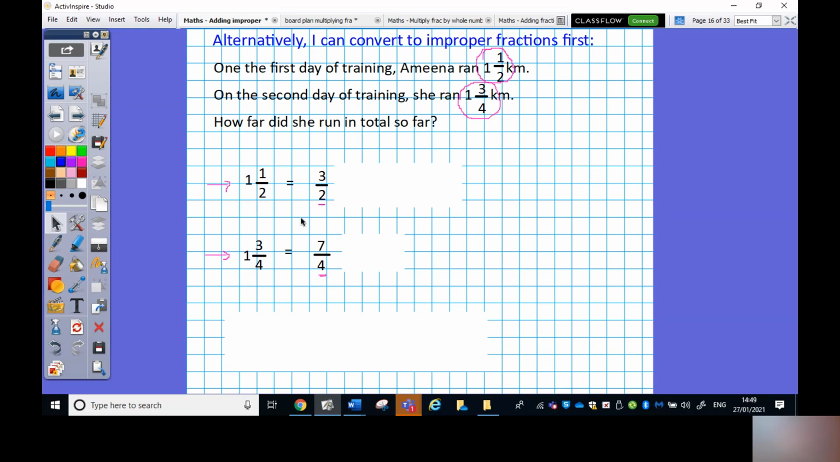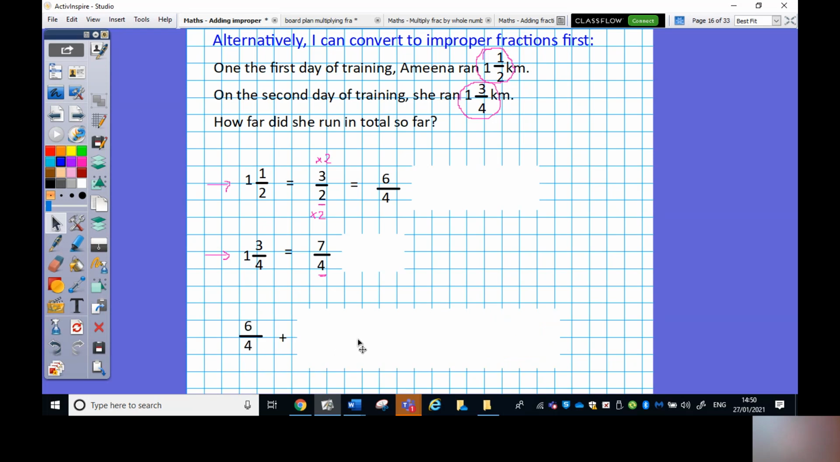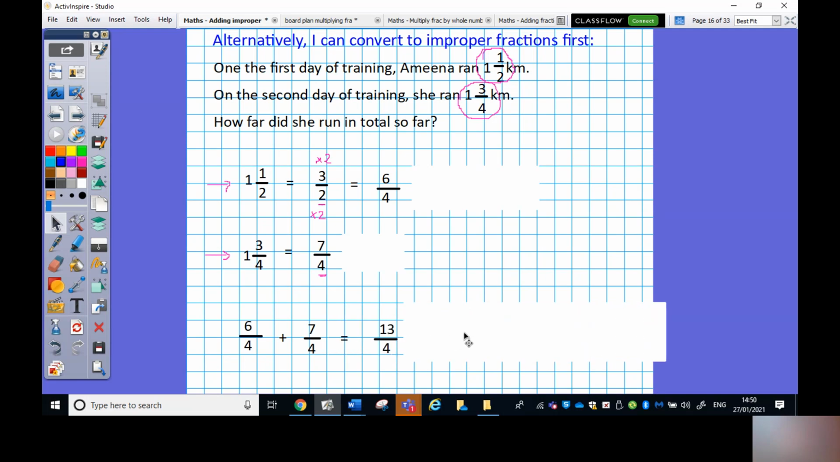Can you tell me the lowest common denominator? Good, 4. So what would I need to do to 2 then? Good, I need to multiply that by 2, and so therefore I need to multiply my numerator by 2. Excellent. So then my fraction is 6/4. Brilliant. So now let's add them together. 6/4 plus 7/4 equals, good, 13/4. So the answer would be 13/4 as an improper fraction.